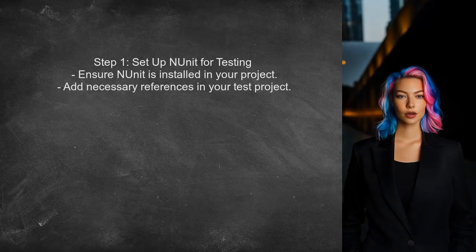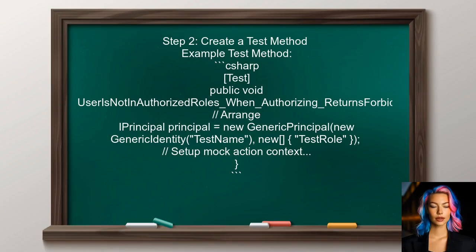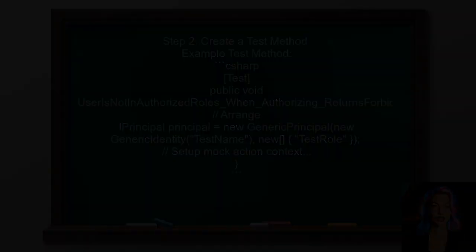To begin unit testing the custom authorized attribute, the user should first ensure that they have the necessary testing framework set up. In this case, NUnit is being used. Next, the user should create a test method that will simulate a scenario where the user is not authorized. This involves setting up a mock action context with a principal that does not have the required roles.